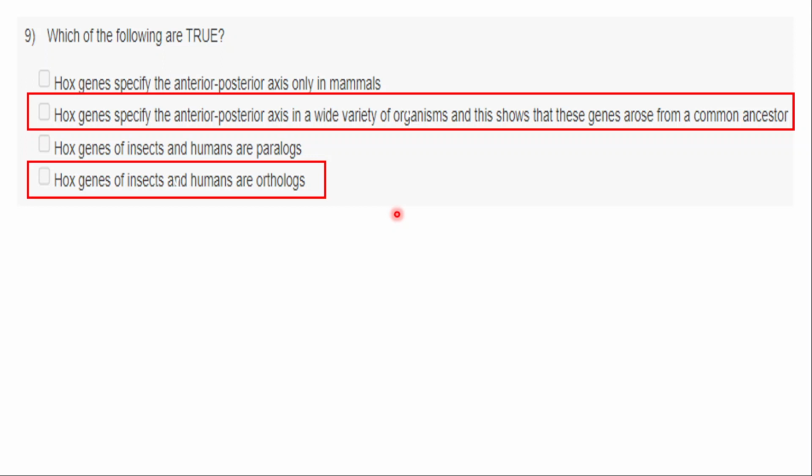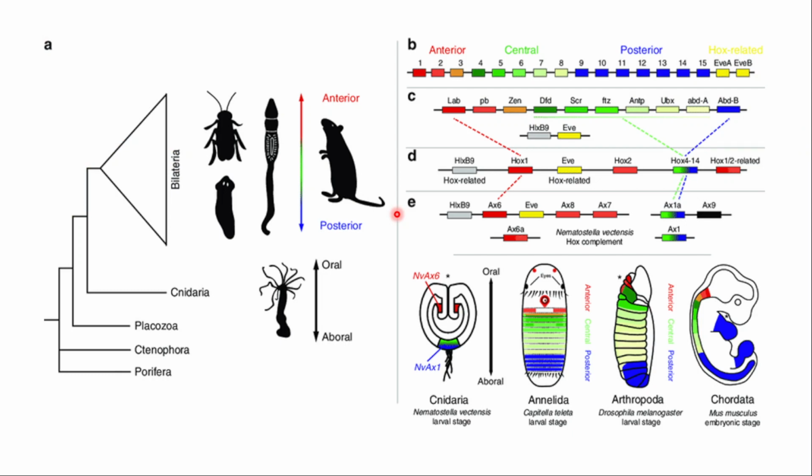Orthologs are genes with similar property in different species, while paralogs are different genes with different properties in the same species. So paralogs occur due to duplication and divergence events, while orthologs occur due to speciation events. So here is a schematic representation showing the different Hox genes and their involvement in patterning of not only mammals but in Drosophila, in Cnidarians, in Annelids, and in every other order, which shows that these genes share common ancestry.